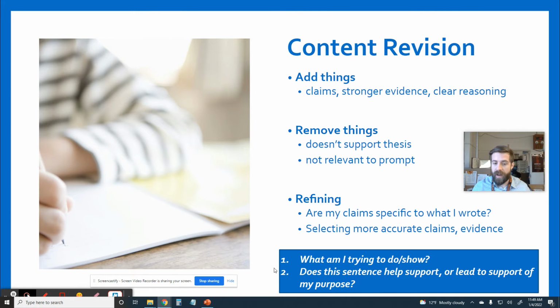Ultimately, the two questions that I take a look at when I revise and evaluate every sentence in a paper that I write: What am I trying to show? Does this sentence help me do that? Or does it lead to something that's going to help me do that? If I can't really answer these two questions, my revision is not going to be that pointed and direct.